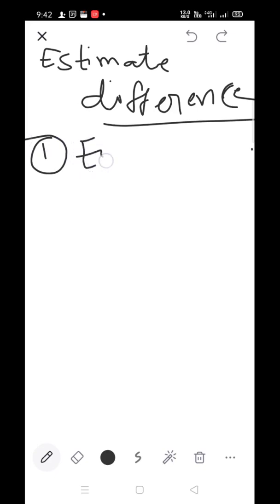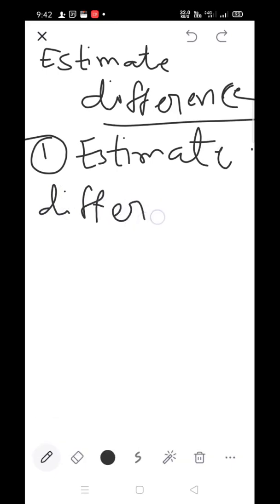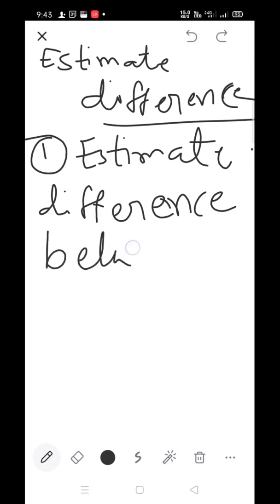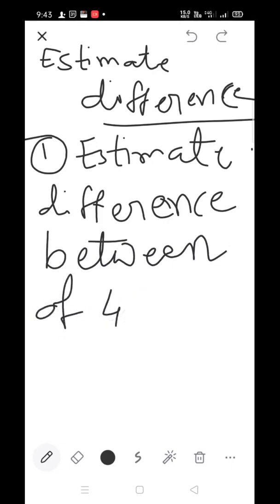Now let's solve the first example. Example 1. Write down like this: Estimate difference between 46 and 32.